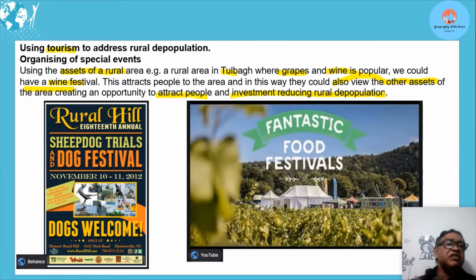So organizing festivals and special events could attract people and they see more in the area. Wine festivals, whatever, could be fantastic ideas. And once that comes in, more investment, more people stay, more people come back. So if you look at this, this is a food festival which is being organized here. This one is a sheepdog trial and dog festival. All dogs welcome, so you can take your dogs there if you want to. Can you see that?